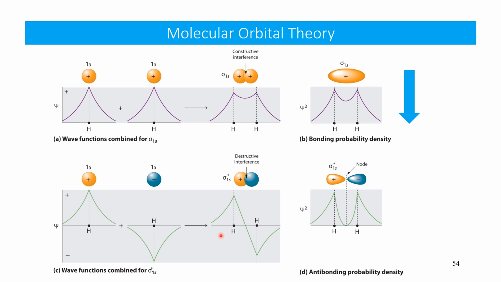In contrast, we could have opposite signed atomic orbitals combining together. And you can see that this is destructive. Overall, quite destructive. And what it means is that we have an increase in energy of the system.